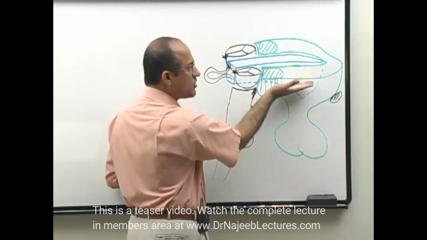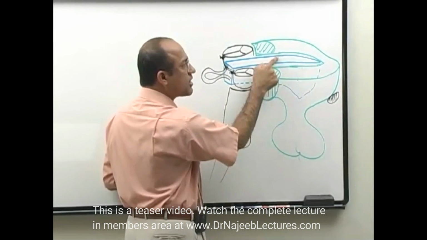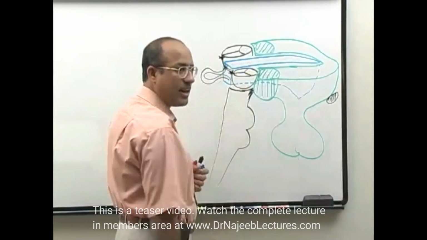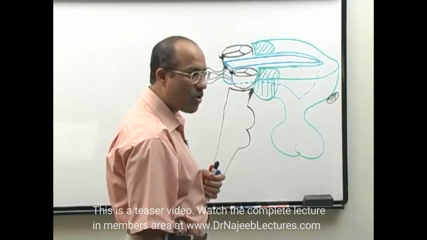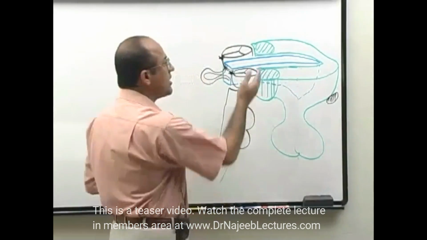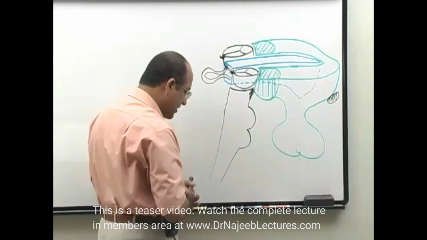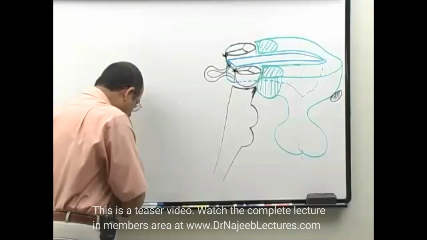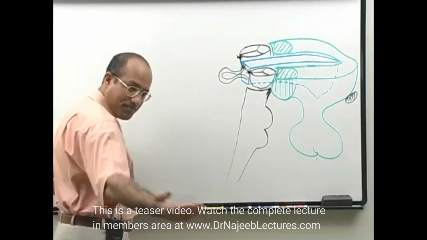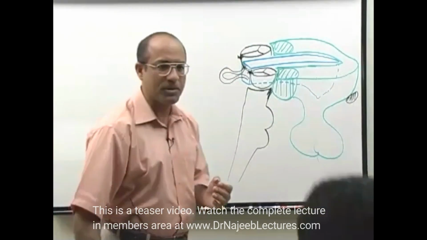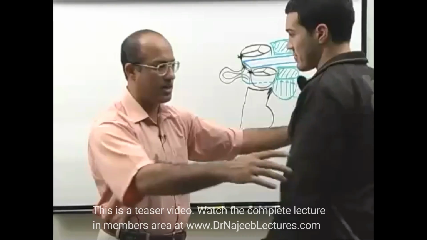Some part of the hypothalamus is on the right side of the third ventricle. Other part of the hypothalamus is on the left side of the third ventricle. It means the hypothalamus has a right area and a left area. If someone can come here, who wants to come? Please come here. Let me give you an example of exactly how the hypothalamus is.